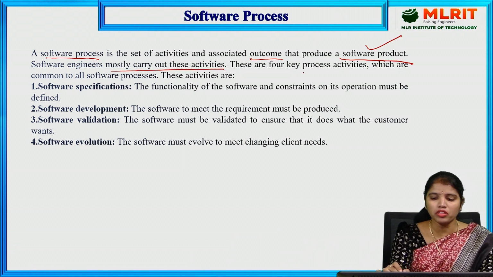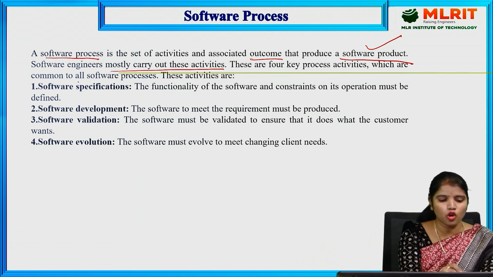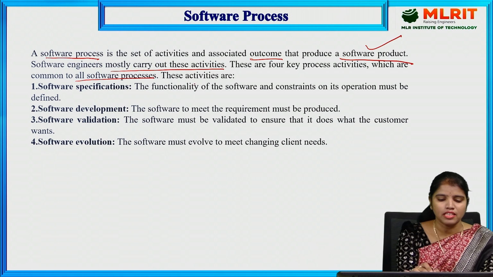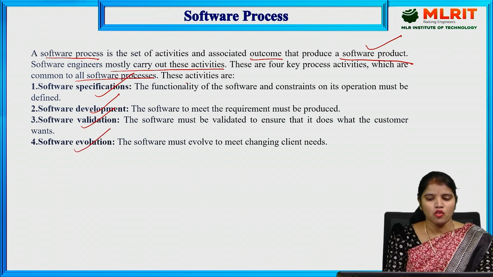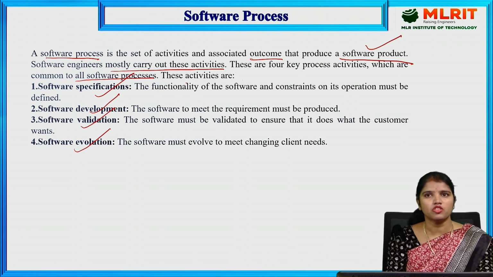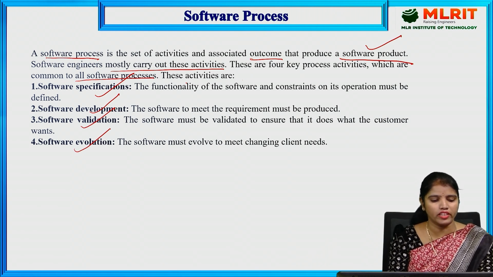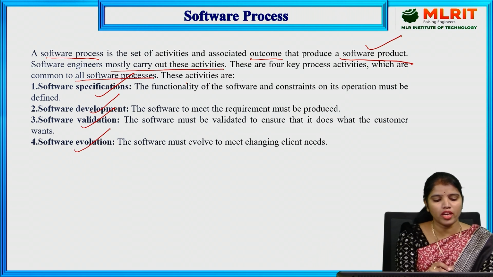There are 4 key process activities which are common to all software processes. These activities are software specification, software development, software validation, and software evolution. Now we are going to discuss what is software specification.